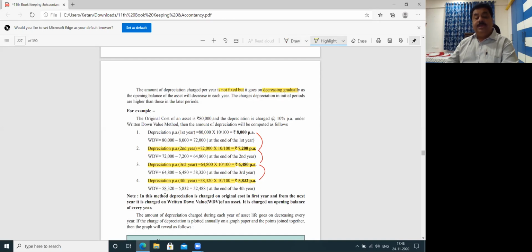That is 58,320, last year's written down value or balance. Written down value I have said is the balance. The amount that comes after subtracting depreciation is called the written down value. That is only called the written down value. Simple. Okay. From there we subtracted the current year's depreciation, 5,832. So what is the balance left is 52,488 at the end of the fourth year.